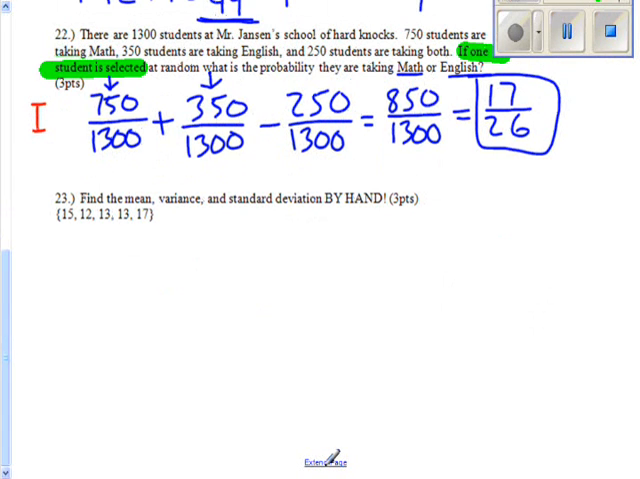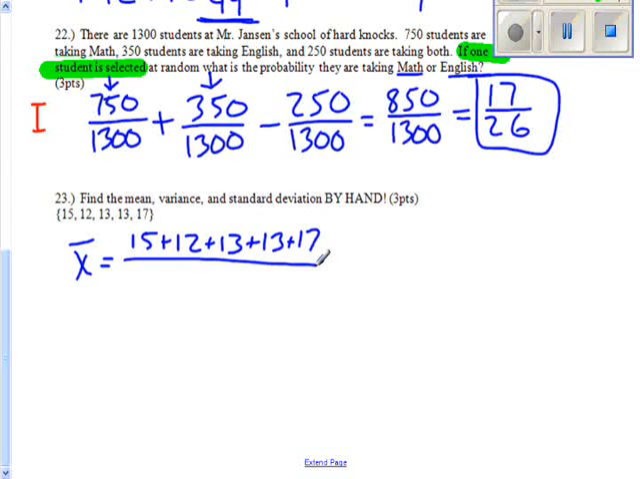All right? If I look at this one, it says I want to find the mean, variance, and standard deviation. Remember, for the mean, we just have to add all of our values together and divide by how many we have. So I'm going to add these all up and divide by how many I have, which is 1, 2, 3, 4, 5. Okay, the mean is the average. So let's add these together. 15 plus the 12 plus the 13 plus 13 plus 17 divided by 5. And it looks like I get a 14 for my mean. Okay, so the mean is 14.